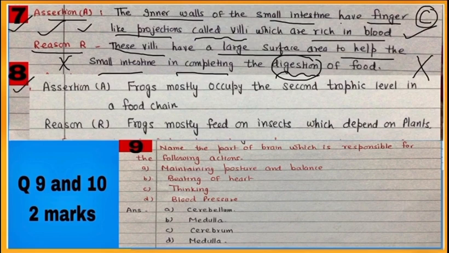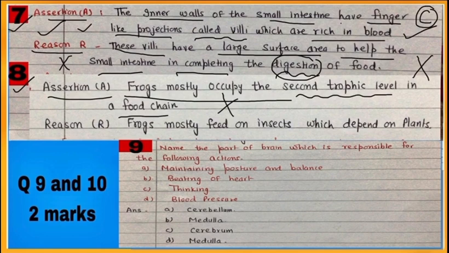Question 8. Assertion statement. Frogs mostly occupy the second trophic level in a food chain. This is wrong. Plants occupy first trophic level. Herbivores always occupy second trophic level, while frog, which is a carnivore, occupies third trophic level in a food chain. So, this is the wrong statement.